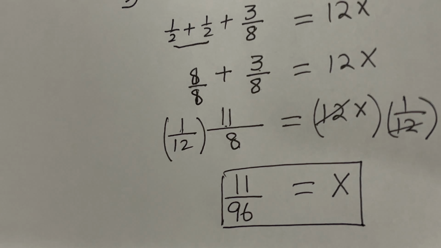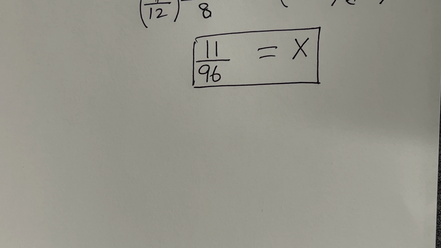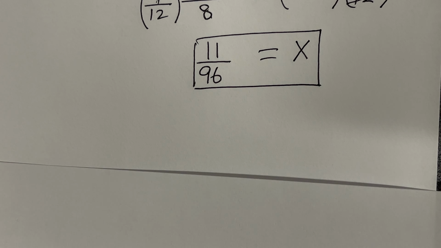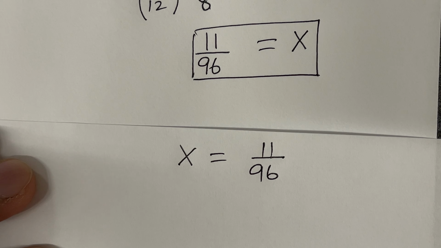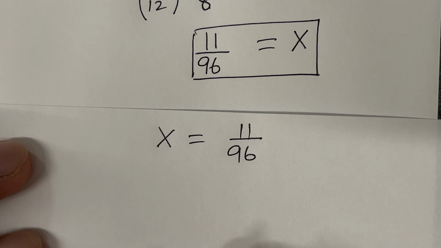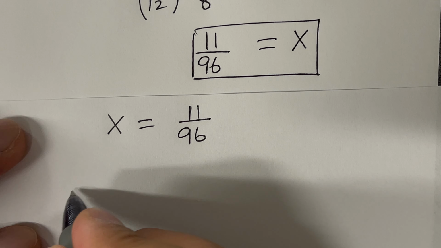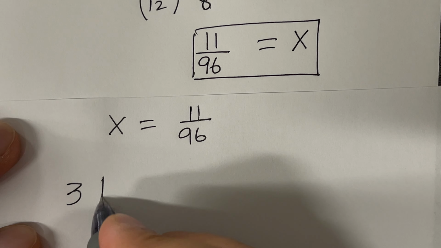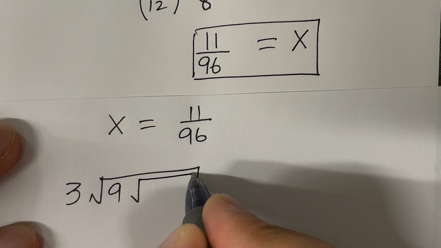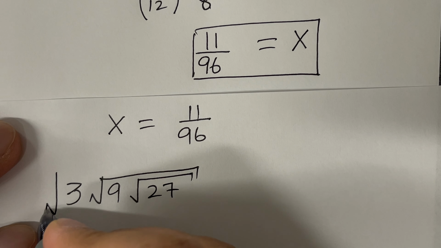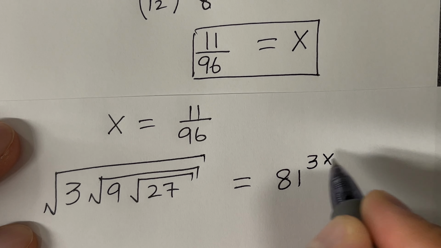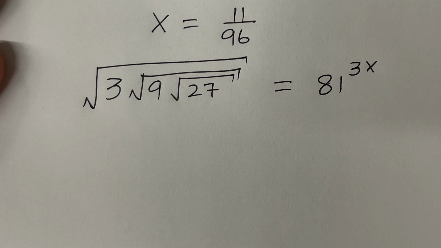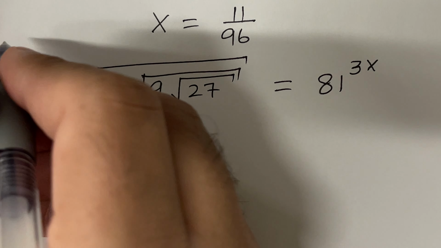96. And now we would like to check if this given value of x, x equal to 11 by 96, is the correct solution of the given equation or not. And the given equation was 3 times square root of 9 times square root of 27, and we had another square root on top of it, and the right hand side was 81 raised to the power 3x. So we will check now if this satisfies the given equation or not. So we are verifying now.